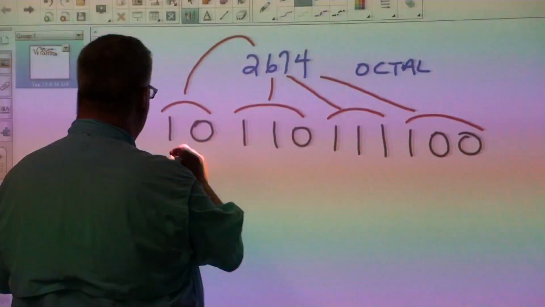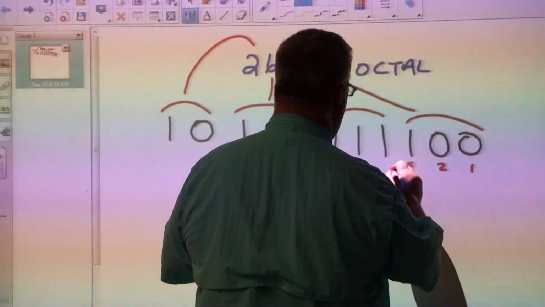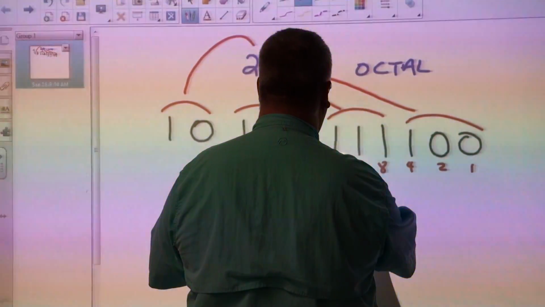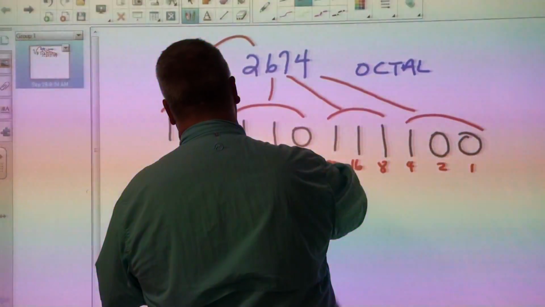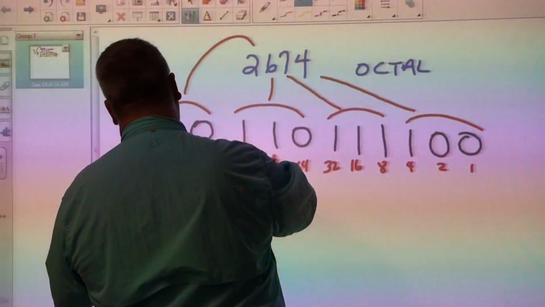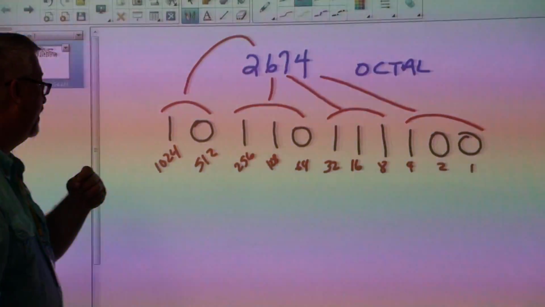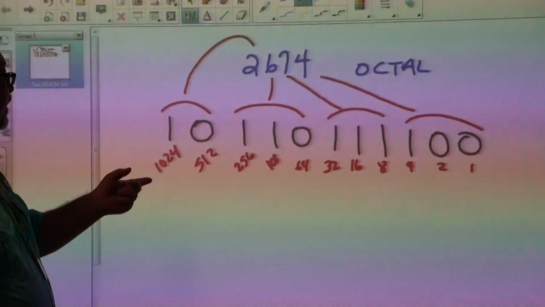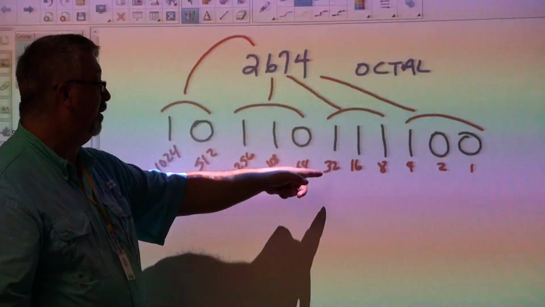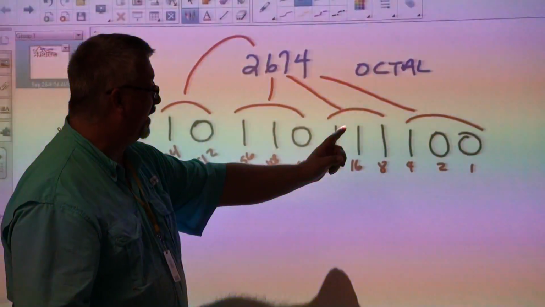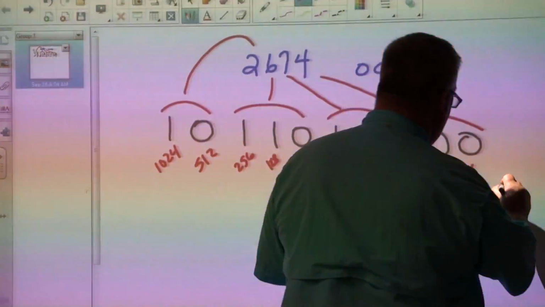Now I'm going to write my values where I know I screwed up a while ago. 1, 2, 4, 8, 16, 32, 64, 128, 256, 512, and 1,024. So 1,024 and 256 are 1,280, 1,380, 1,388, 1,408, 1,440, 1,456, 1,464, 1,468 decimal. Yay.